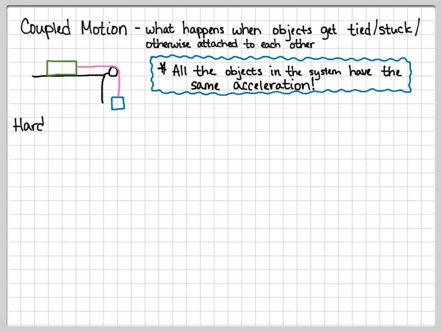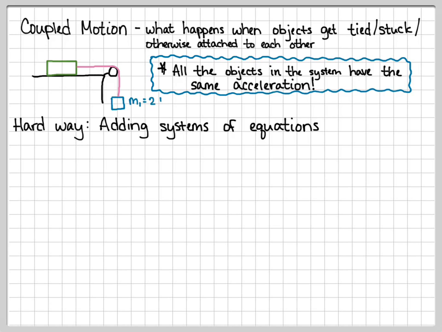There's two ways we can go about doing this. The hard way is called adding systems of equations. It even sounds hard. It's not super important that you necessarily get this. Those of you who are math inclined, you might like it. Here are some masses. The mass of the mass hanger is 2 kilograms, the mass of the cart is 3 kilograms. If you're going to do this, adding the systems of equations together, the first thing you have to do is draw a free body diagram for both of them.